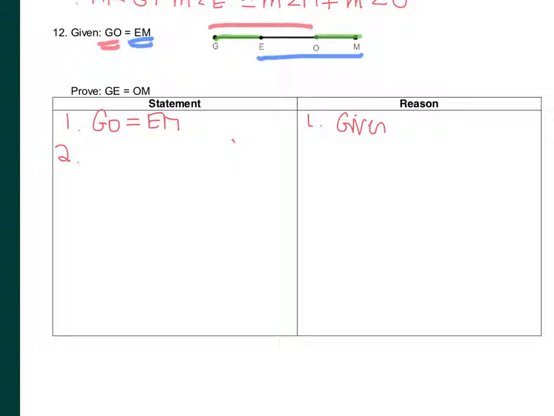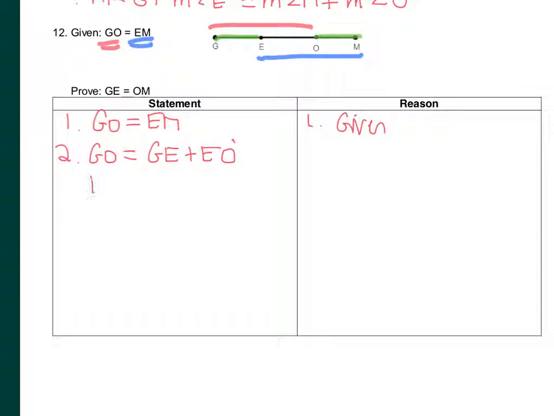2. Well, let's talk about what GO is made of. What two segments is that made up of? It's made up of segment GE plus segment EO. Got a little scrappy looking here. GE plus EO. I took that from here. GO is made of GE plus EO. Now we're going to talk about EM being EO plus OM. We can do that in the same step because it's the same reason.